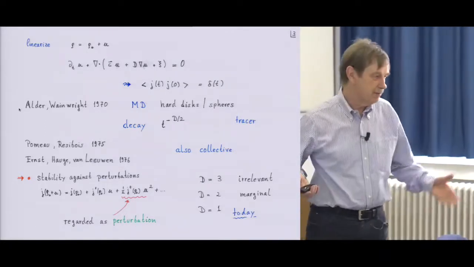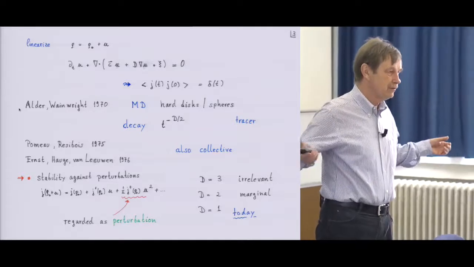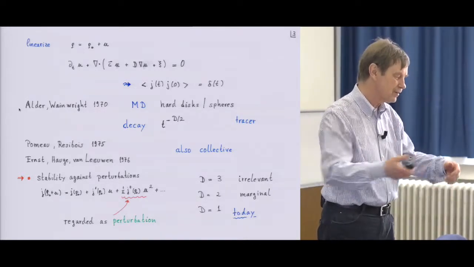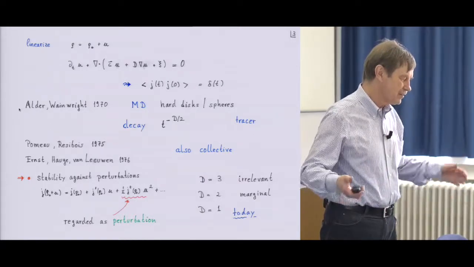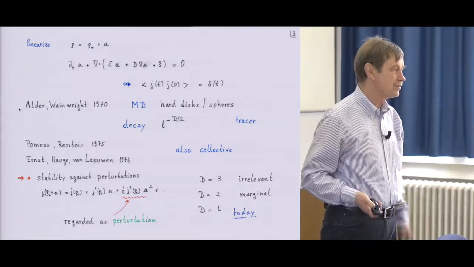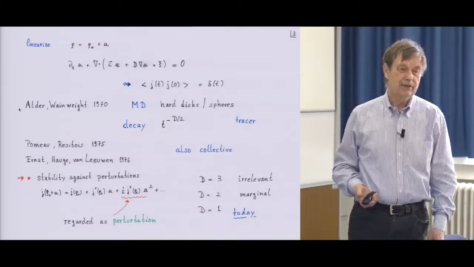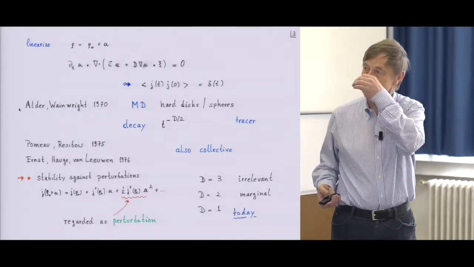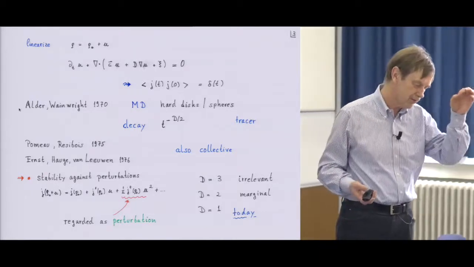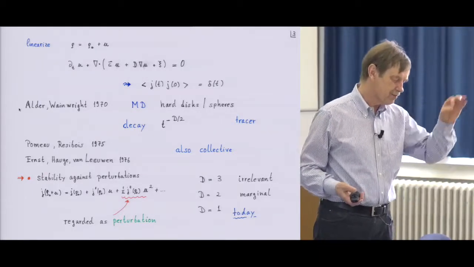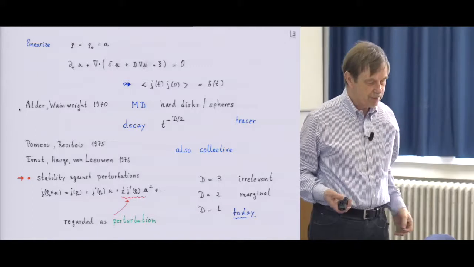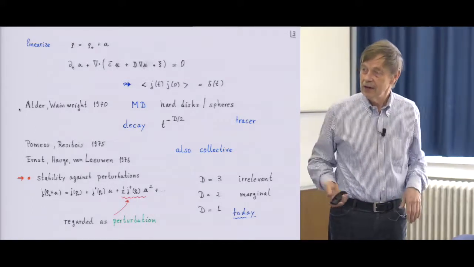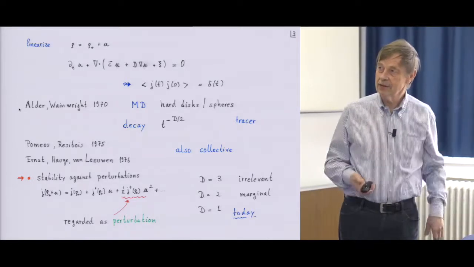And he simply did what you would naively do. On the computer, you just move the disks according to their velocities, and then they have elastic collisions, and then you just keep going, right? And he measured the Kármán correlation. In fact, in his very first famous work, he looked at what people call a tracer. He just marked one of the spheres and followed its motion. But then later on, he also looked at collective quantities, like total density or these Kármán correlations.